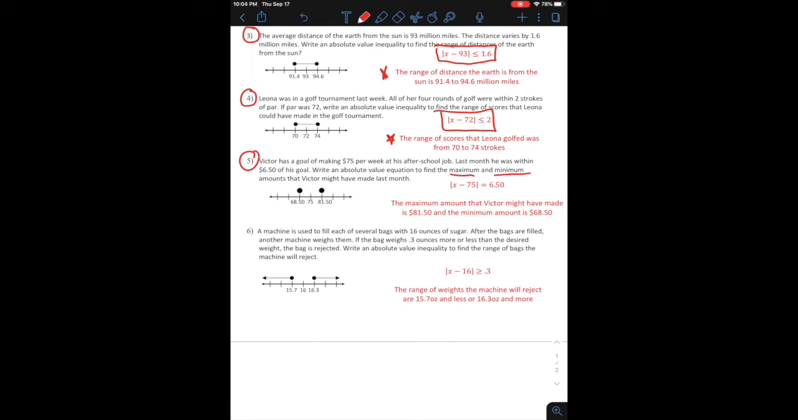And number 5 only asked for the maximum and minimum, making that 2 answers, or an absolute value equation. Remember, it also just asked you for an absolute value equation, so that was easy to know it was going to be an equal sign. And then the maximum that Victor might have made is 8150, and the minimum is 6850.